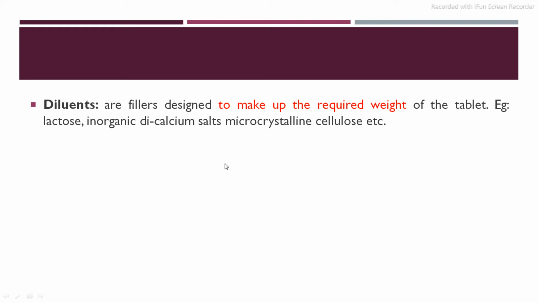In some cases, the drugs may be having the dose of about 2 milligram or 4 milligram. Means the dose is very small. If you touch the powder on your fingertips, the dose may be up to 2 milligram or 4 milligram. So in such cases, we have to make up the volume so that the powder will become compressible. So that's why diluents are very important, and the commonly used diluents are lactose, inorganic dicalcium salts, microcrystalline cellulose, etc.